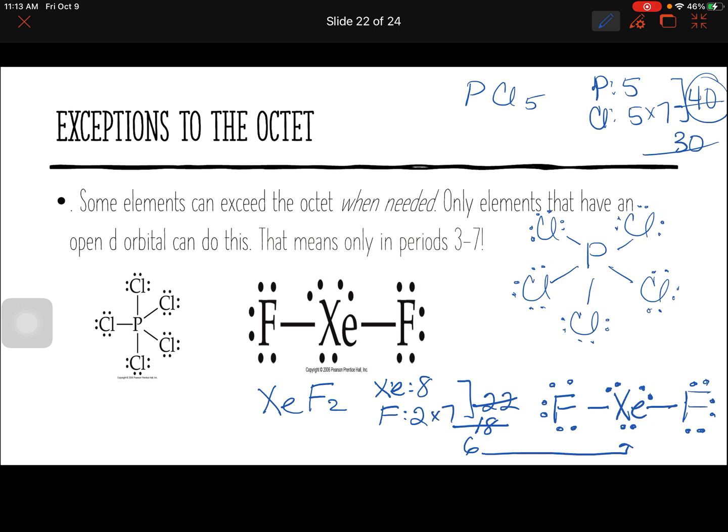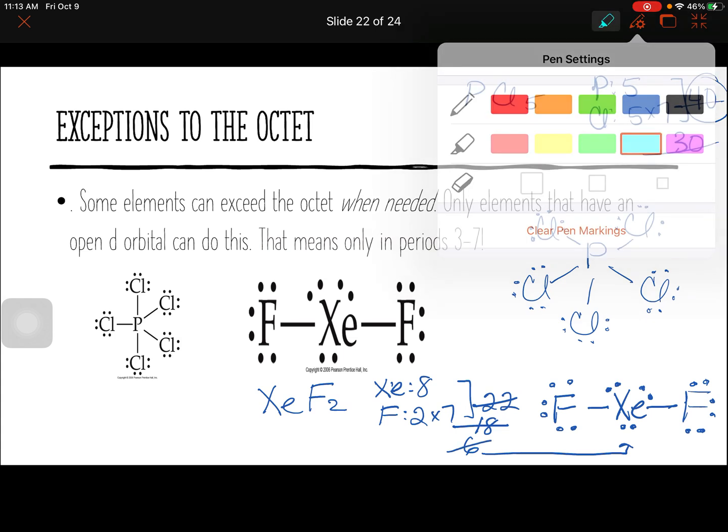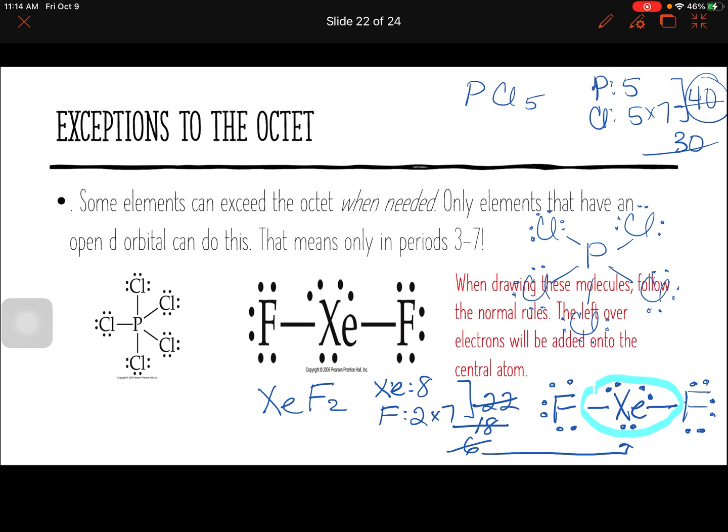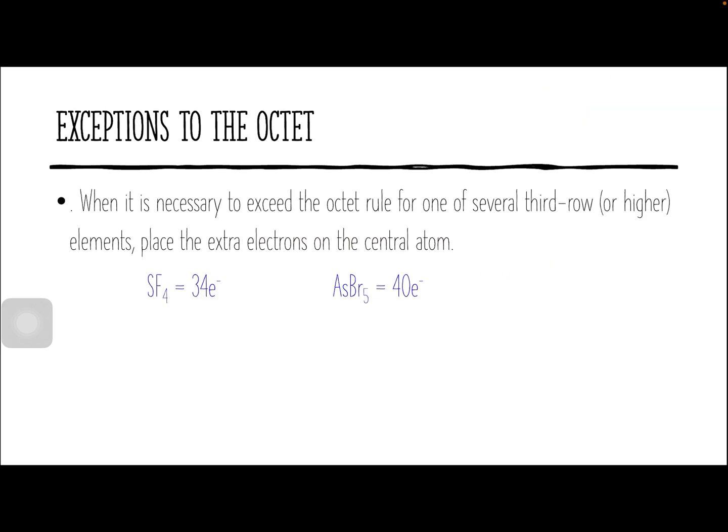Doesn't matter where you put them. Don't put them right next to the bond, kind of put them at little angles the way that it's shown. But those are the extra 6 electrons. So that xenon can have, in this case, 2, 4, 6, 8, 10, it can have that expanded octet. Oh, sorry, you're seeing that leftovers will be added to the center.